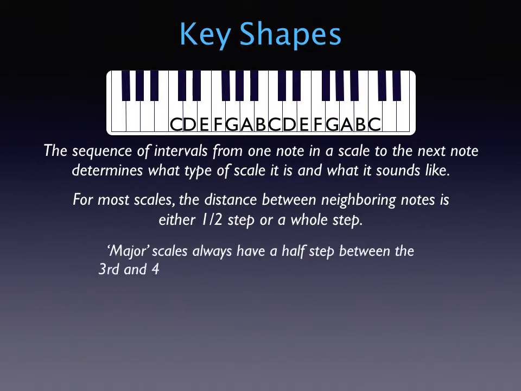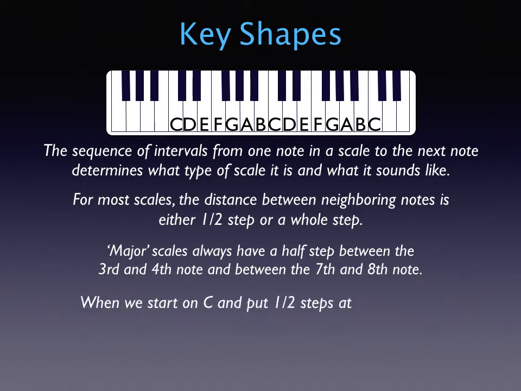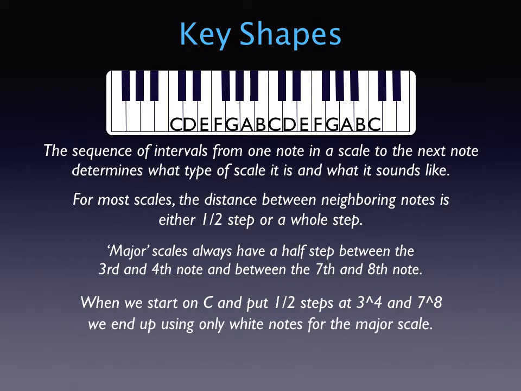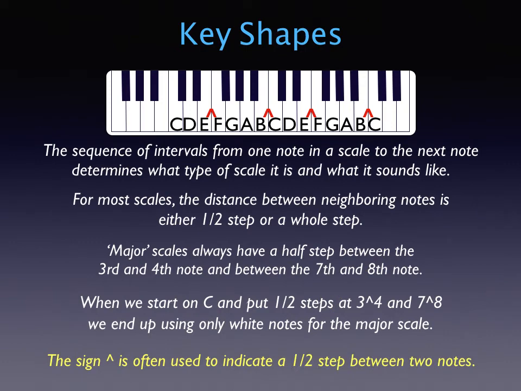Major scales always have a half step between the third and fourth note and between the seventh and eighth note. When we start on C and put half steps at 3, 4, and 7 and 8, we end up using only the white notes for the major scale. That housetop sign in red on your screen is often indicated, especially by string players, to indicate a half step between two notes.